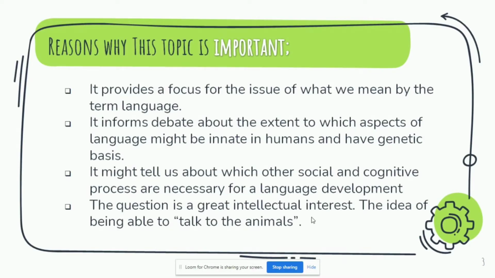First, it provides a focus for the issue of what we mean by the term language. Second, it informs debate about the extent to which aspects of language might be innate in humans and have a genetic basis. Third, it may tell us which other social and cognitive processes are necessary for a language to develop. And finally, of course, the question is of great intellectual interest, the idea of being able to talk to the animals.